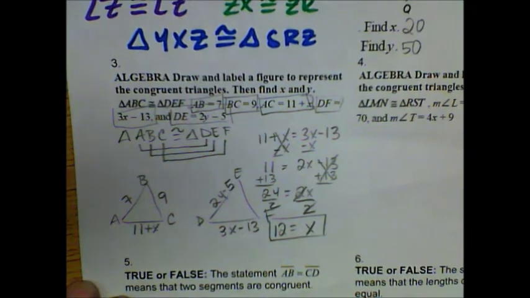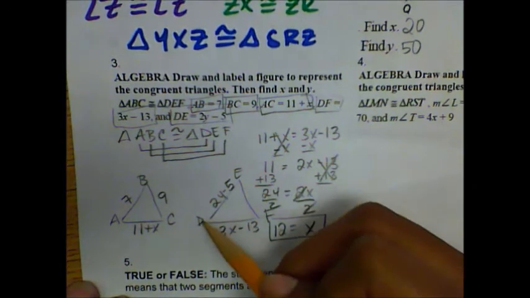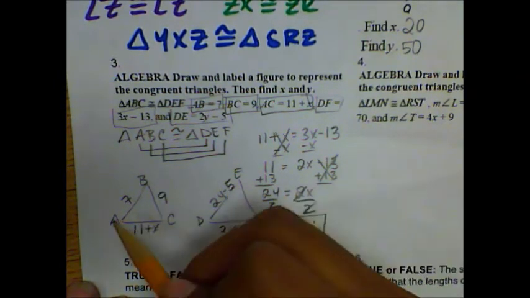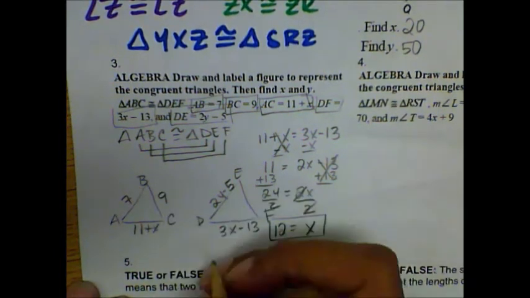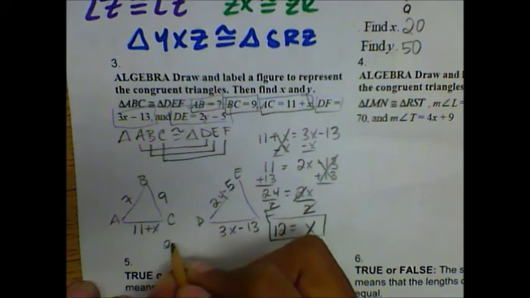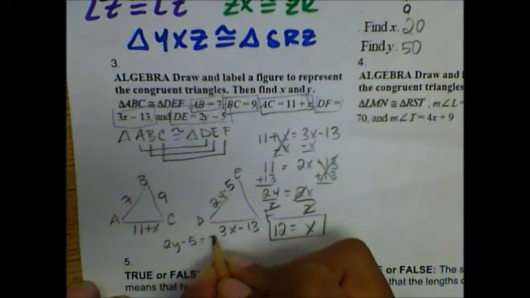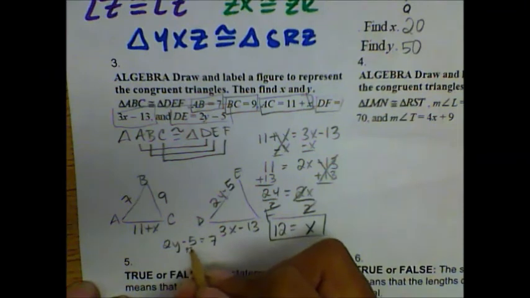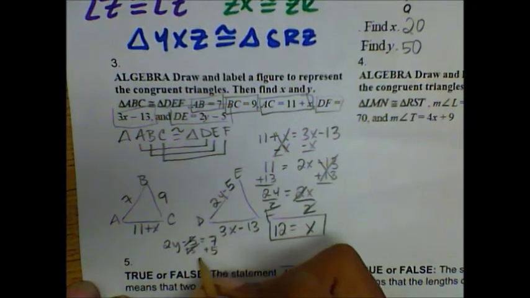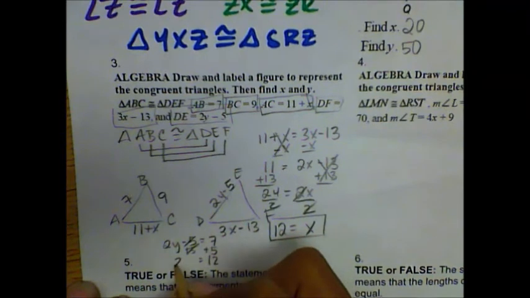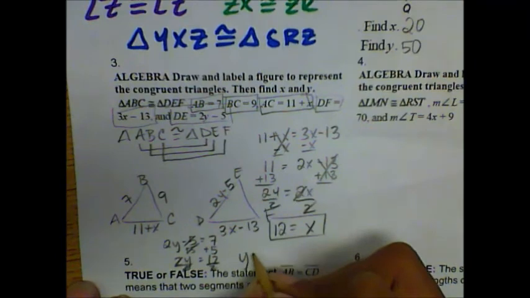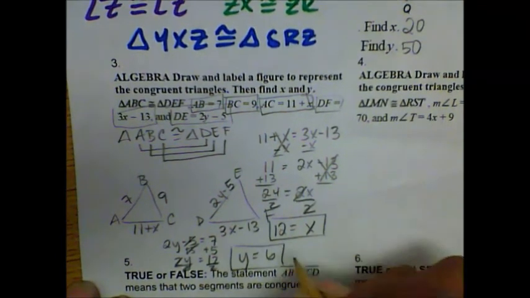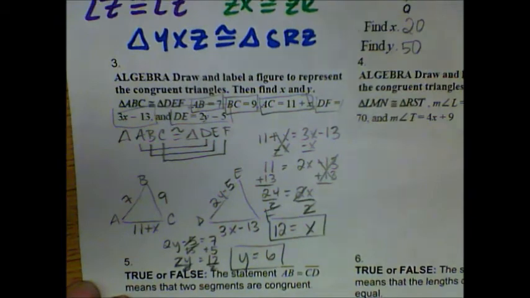Alright. Now, we found that x is equal to 12. We still need to find y. Now, they told us that DE is equal to 2y minus 5, and the corresponding side in this triangle is AB, and AB is equal to 7. So, we want to do 2y minus 5 is equal to 7. Add 5 to both sides. That cancels out. We're left with 12 is equal to 2y. Divide both sides by 2. And we get that y is equal to 6. Okay, so we found the value for both of our variables.